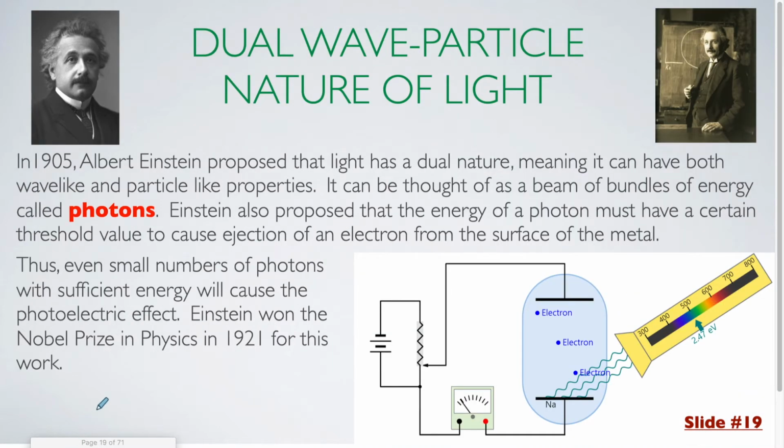In 1905, Albert Einstein proposed that light has a dual nature, meaning it can have both wave-like and particle-like properties. It can be thought of as a beam of bundles of energy called photons. Einstein also proposed that the energy of a photon must have a certain threshold value to cause ejection of an electron from the surface of a metal. Thus, even small numbers of photons with sufficient energy will cause the photoelectric effect. Einstein won the Nobel Prize in Physics in 1921 for this work.